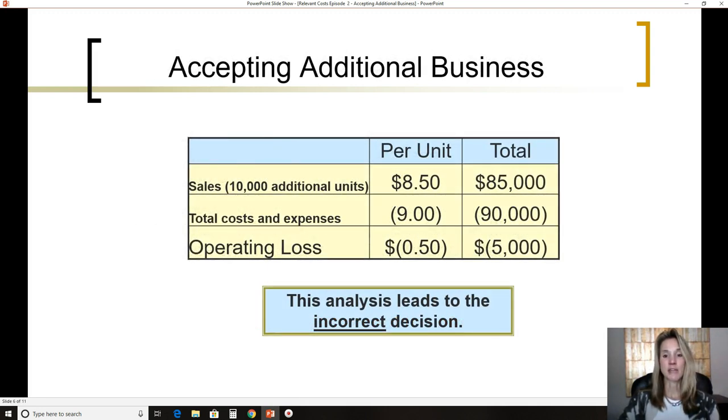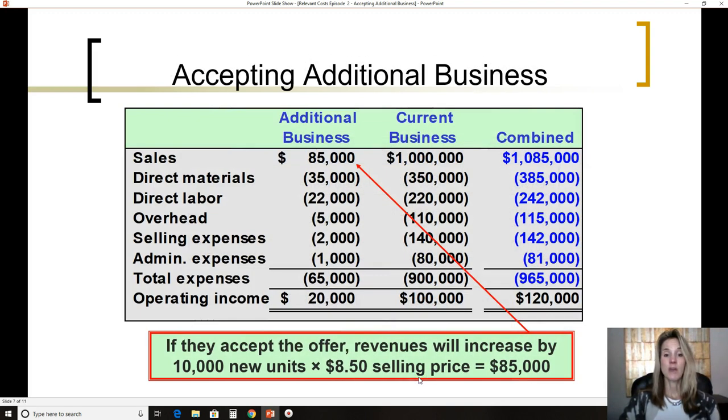If we were to look at things the way they stand, this one-time order is offering $8.50 per unit, $85,000 in total, but it's costing the company $9 per unit, which would result in a 50-cent operating loss for each unit that is sold under this special order. However, if we do this initial analysis, it could lead to the incorrect decision. What we need to do is only look at incremental revenues and incremental costs that differ among the alternatives.